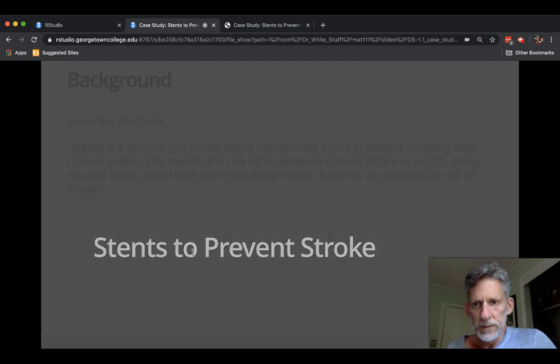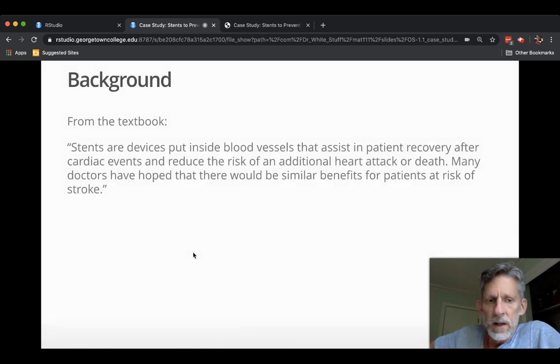Stents to prevent stroke. Here's what they say about this case in the textbook. They say stents are devices that are put inside blood vessels that assist in patient recovery after cardiac events, heart attacks, things like that. And they reduce the risk of an additional heart attack or death from some kind of heart problems. And one time, there were a lot of doctors that hoped that there would be similar benefits for patients who were at risk of other stuff like strokes.